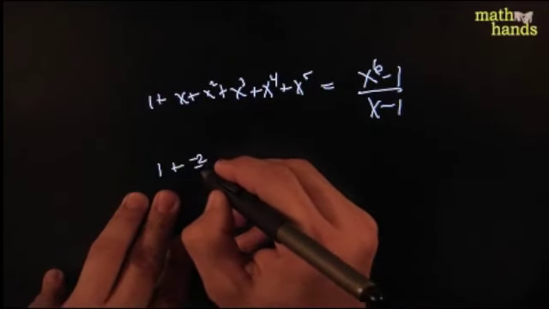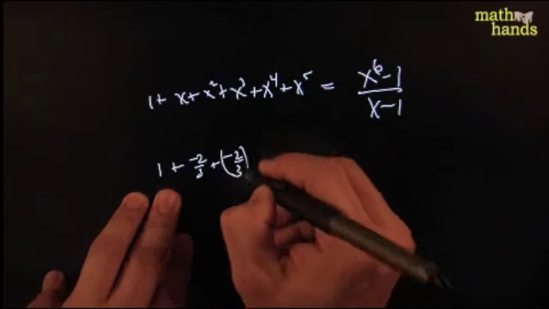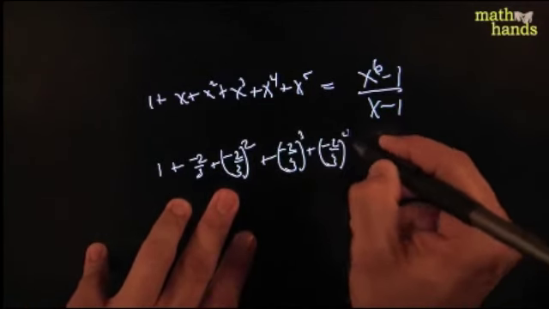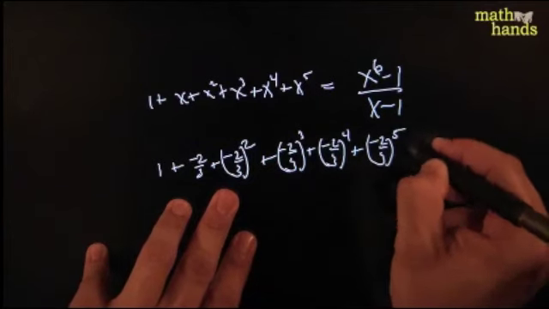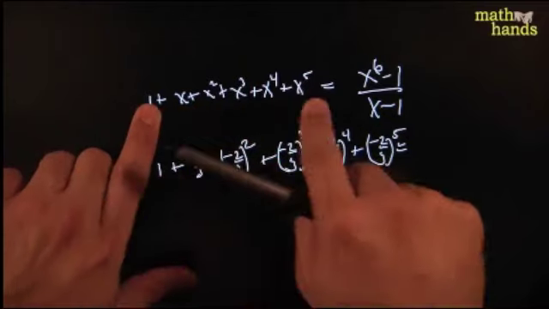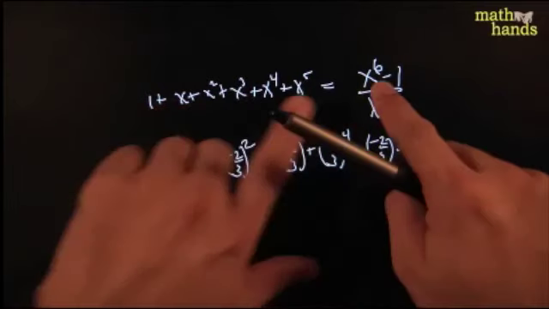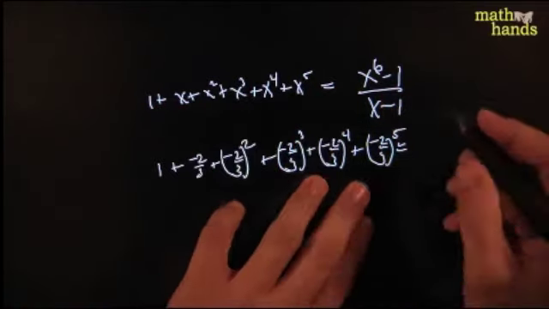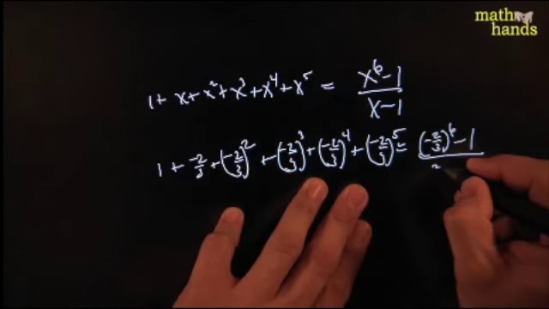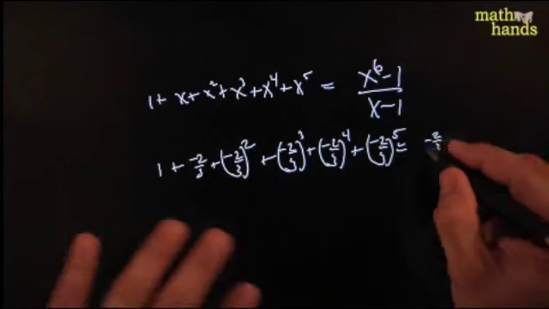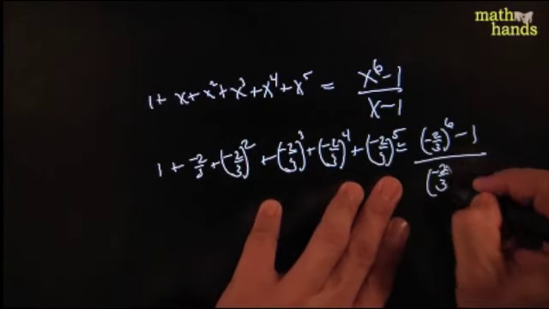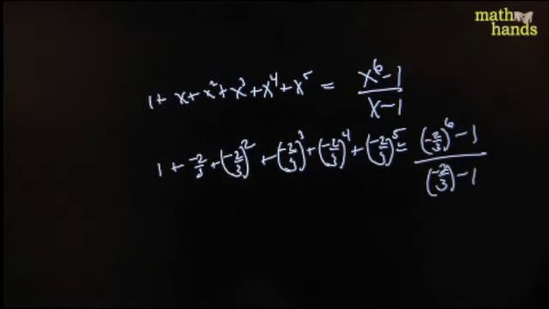1 plus negative 2 thirds plus negative 2 thirds squared plus negative 2 thirds to the third, plus negative 2 thirds to the fourth, plus negative 2 thirds to the fifth. What is that equal to? Whatever I'm adding, 1 plus blah plus blah squared plus blah to the third, that will be equal to blah to the 6 minus 1 all over blah minus 1. So this one is negative 2 thirds to the 6, there's always one more than that last power, minus 1, all over negative 2 thirds minus 1. Take that to the bank.